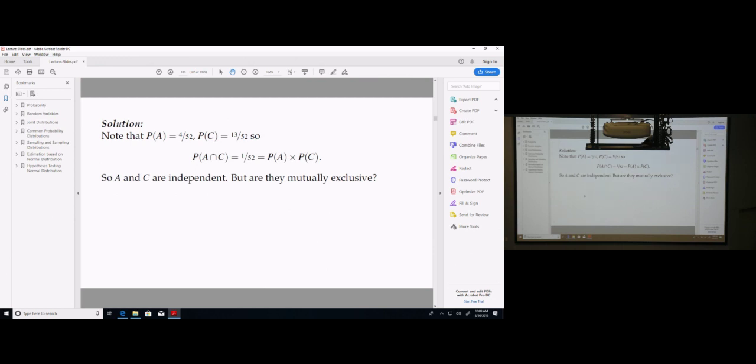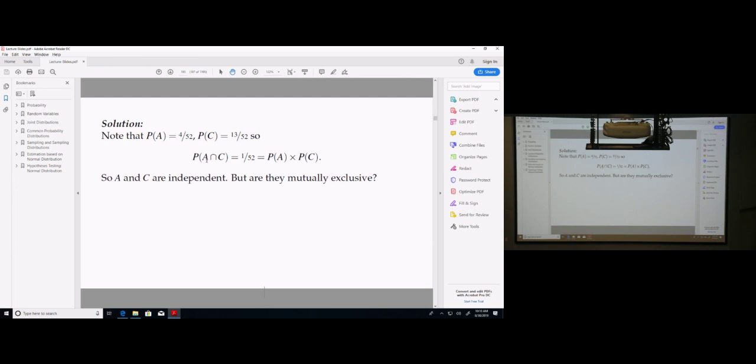So the probability of A, getting an ace: there are 4 aces out of 52 cards, and you draw the cards. Each card stands the same chance to be drawn. So you have 4 over 52. And then to get a heart, there are 13 hearts out of 52 cards. So 13 over 52. And what is A intersect C?